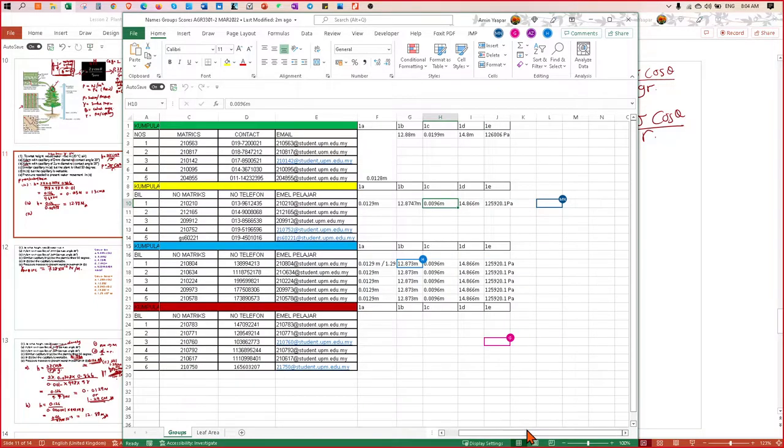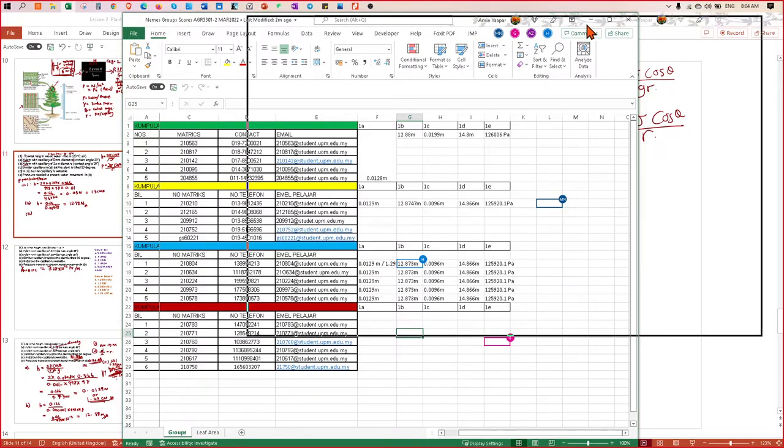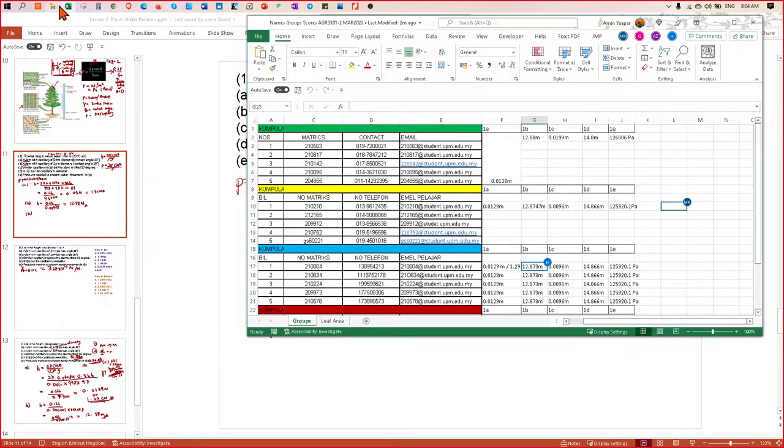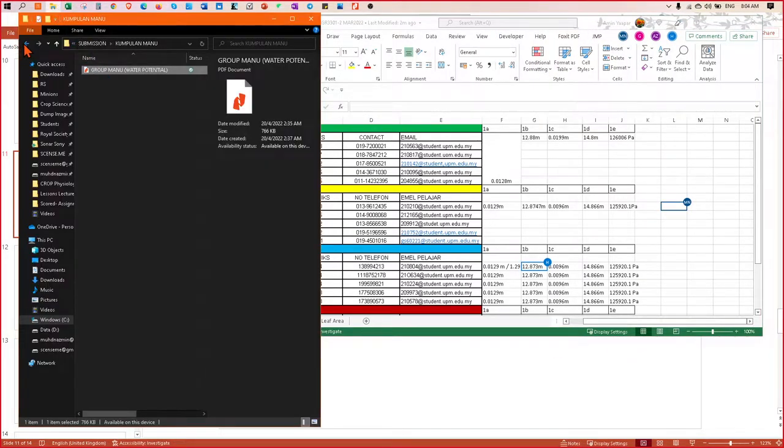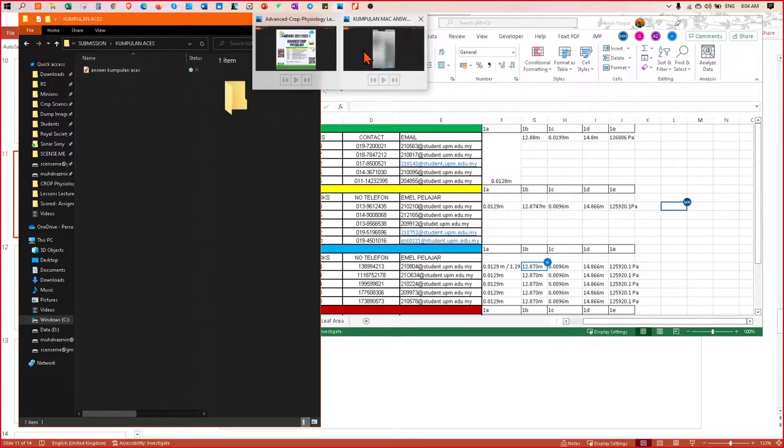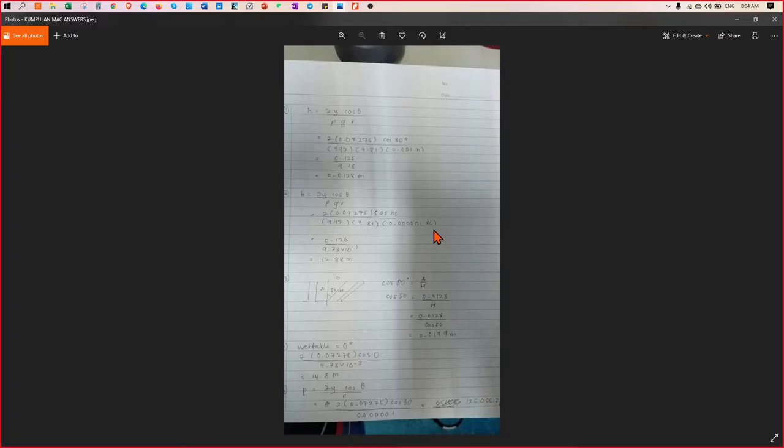Group Manu, why are you being so recalcitrant, not wanting to listen to the instruction? You know what, to some degree, it's just up to you. I already opened it. This is group Mac.